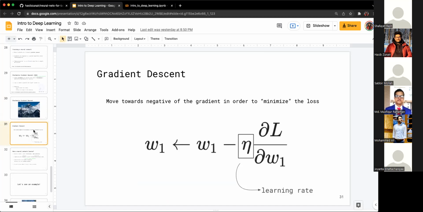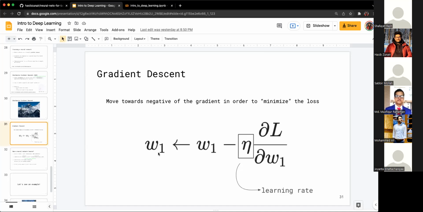So this is the mathematical version of gradient descent. You'd also see that in the code. I'll show that a bit later. The main idea is that you move towards the negative of the gradient in order to minimize the loss. So every time you're making better predictions, you're minimizing this loss or the error function, right? You do that using this formula over here.